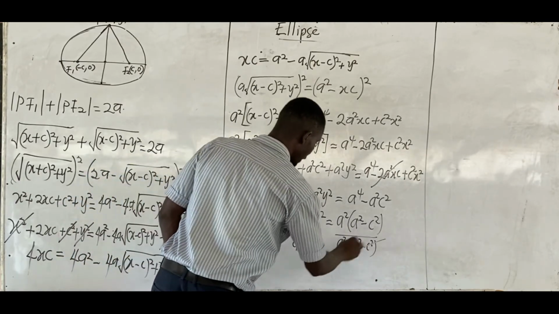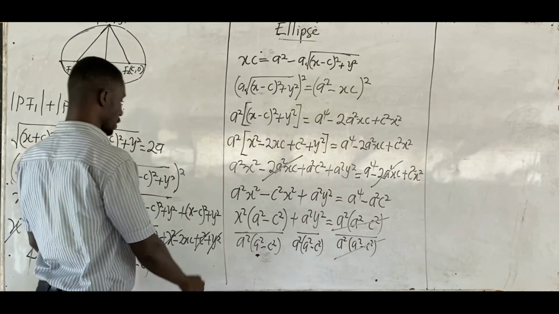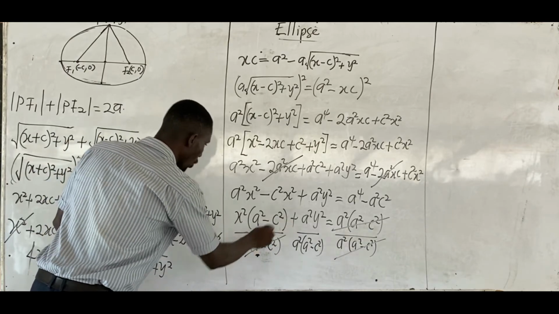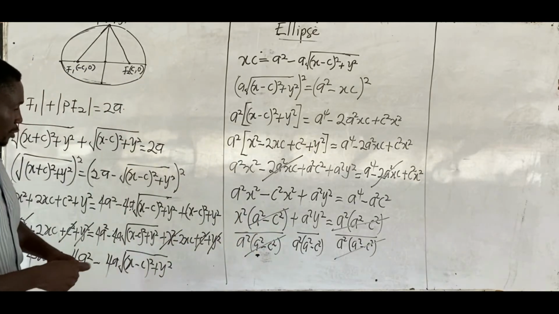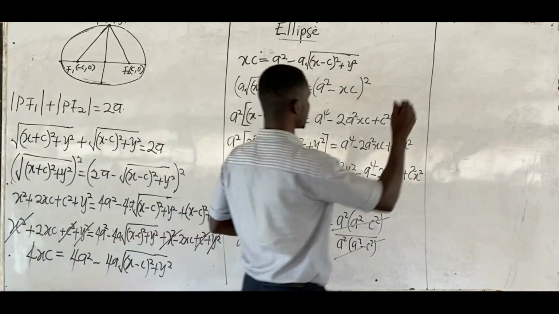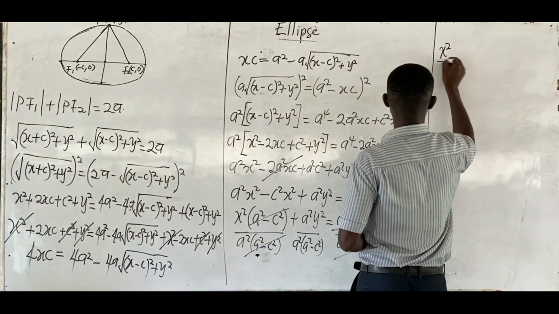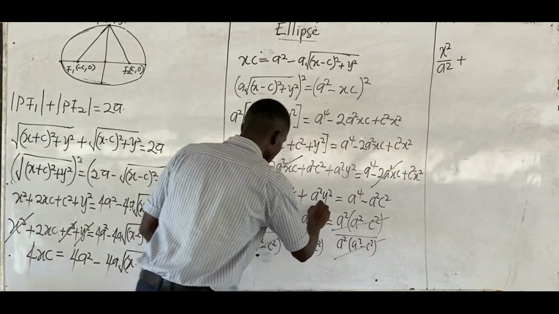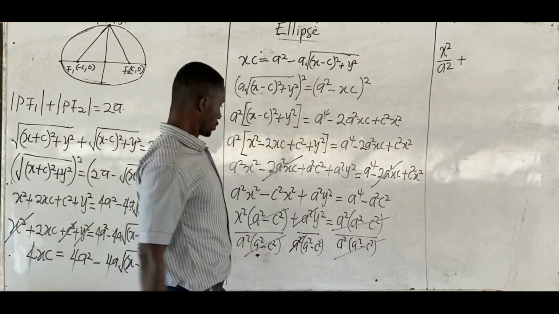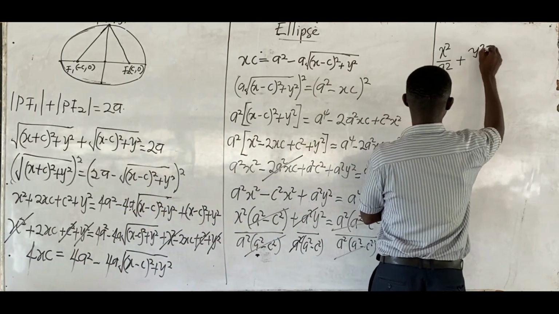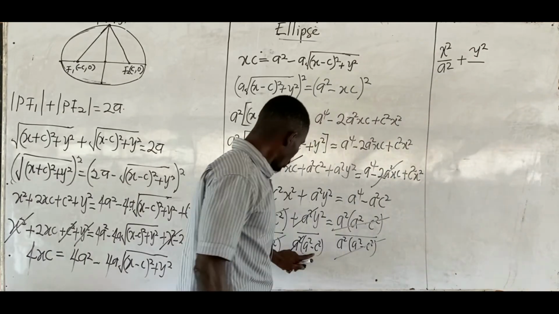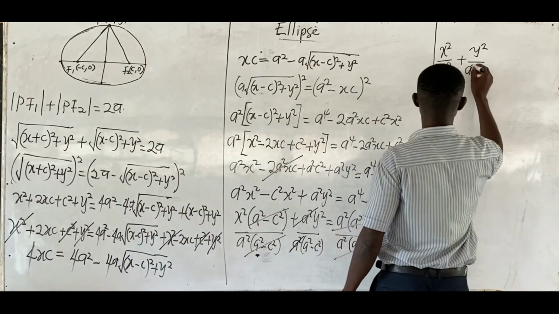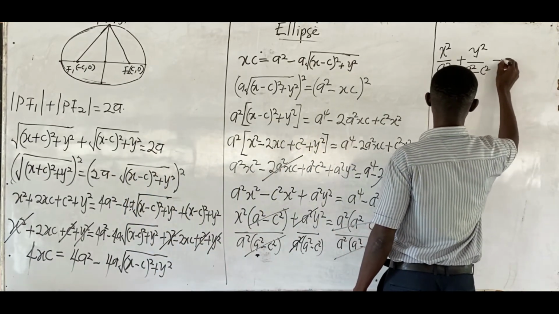So that this one cancels this. We have one here. Now, a squared minus c squared will cancel this one. Good. So that here we shall have x squared over a squared. Then plus, in fact, this a squared will cancel this a squared. So we have y squared all divided by a squared minus c squared, is equal to 1.